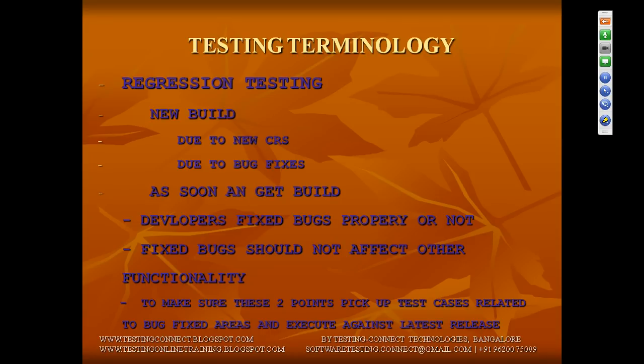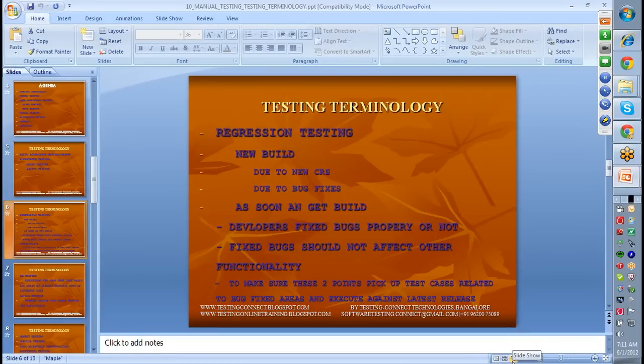So you will pick up the test cases related to bug fixed areas and execute against the latest release. That is nothing but regression testing. So you will be into manual testing, which means you will always be executing the testing again and again. Very simply, to define regression testing: executing the test cases again and again is nothing but regression testing. But why are you executing again and again? So this is the reason. At that point of time you can go for regression testing.